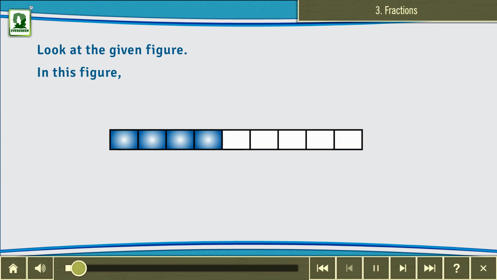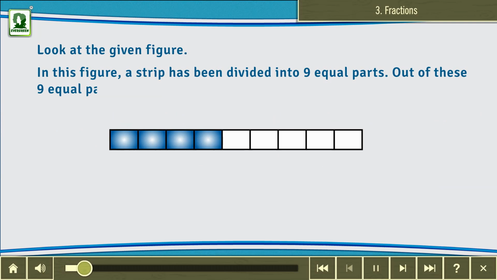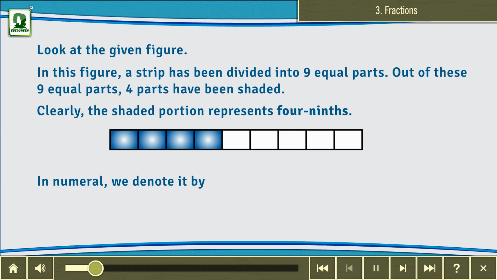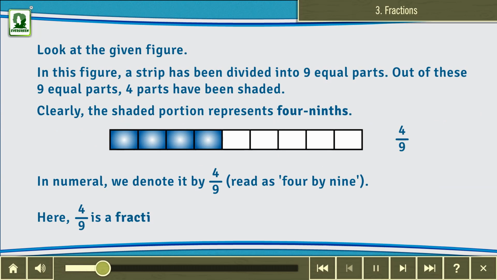In this figure, a strip has been divided into 9 equal parts. Out of these 9 equal parts, 4 parts have been shaded. Clearly, the shaded portion represents 4/9. In numeral, we denote it by 4/9, read as four-ninths. Here, 4/9 is a fraction and 4/9 is a fractional number.